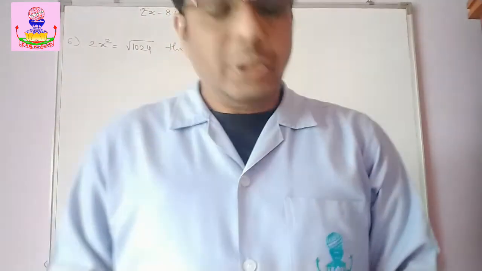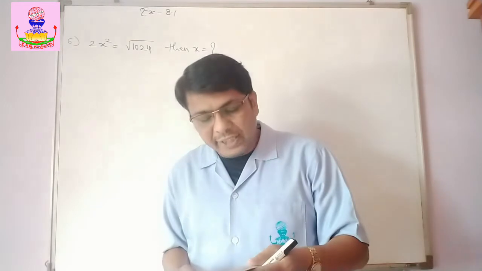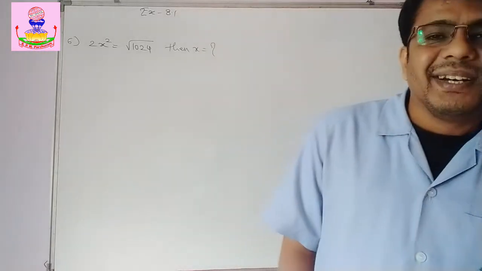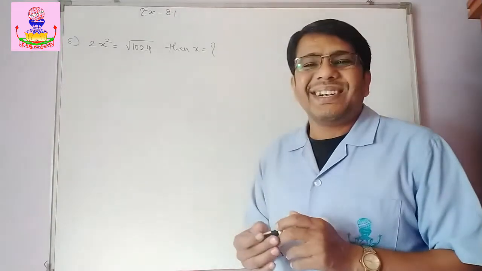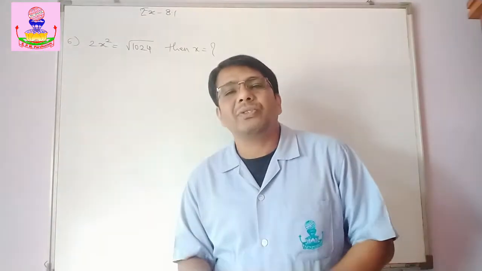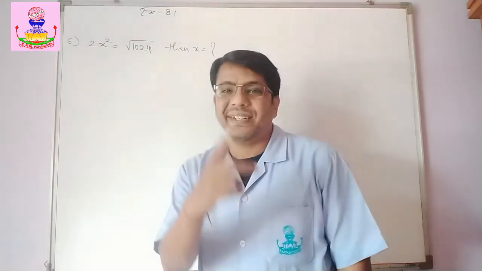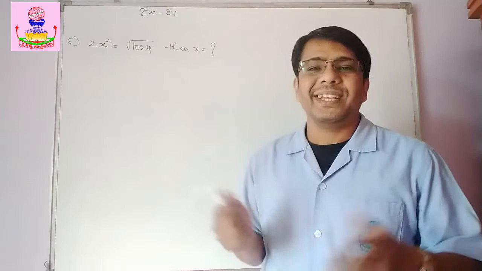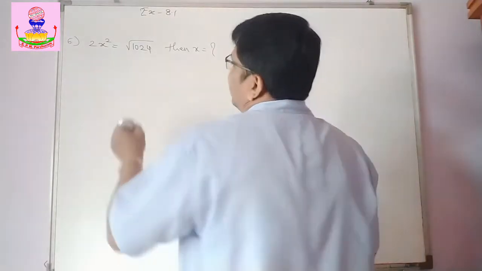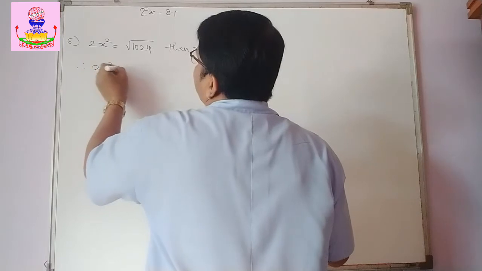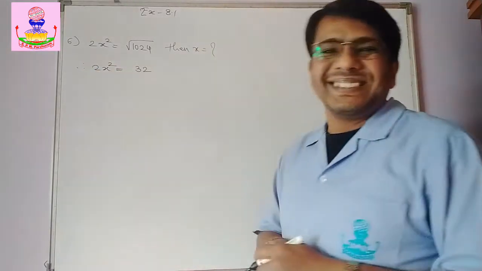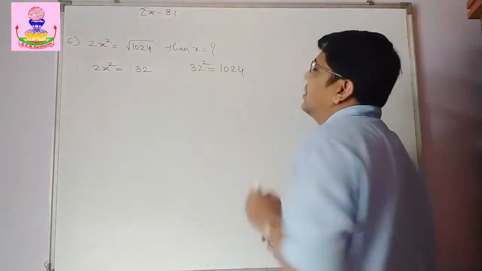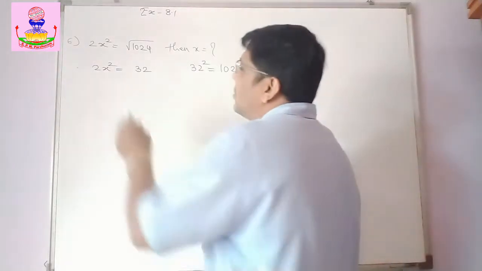So let's move to the next example. Now see, the sixth one: if 2x square is equal to the square root of 1024, then x is equal to how much? Now we have determined the square root of 1024. What is it? Yes, 32. Whose square is 1024? It is 32. So the square root of 1024 is 32. So therefore I can have 2x square is equal to 32. You can check it.